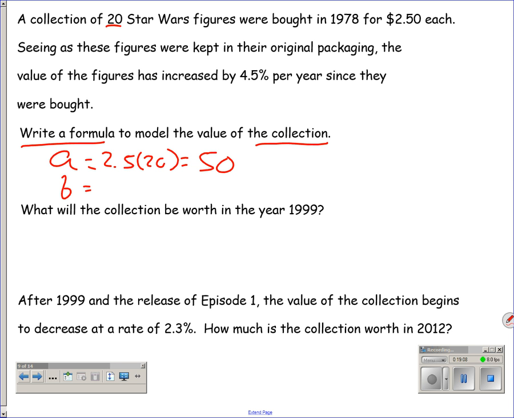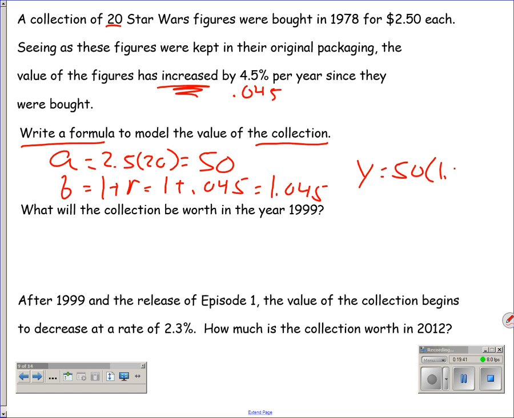For B value, 1 plus 4.5. Good. It's increasing, right? My B value is going to be then 1 plus whatever my rate is. Well, my rate in this case is 4.5%. Please make that a decimal. 0.045. So that's 1 plus 0.045 or 1.045. I got my A, I got my B, I got my function. Y equals my initial times my growth factor to the x.